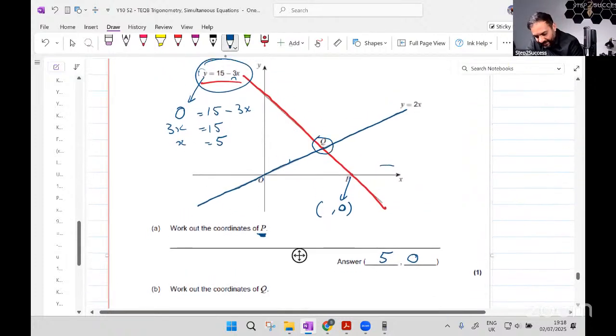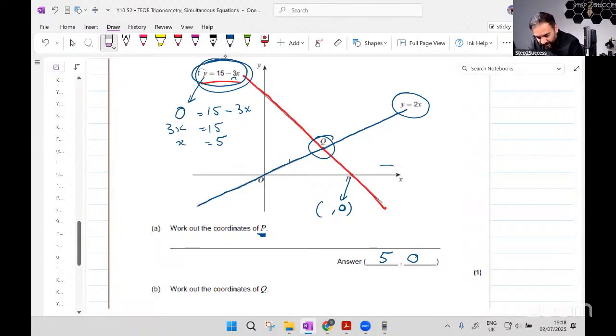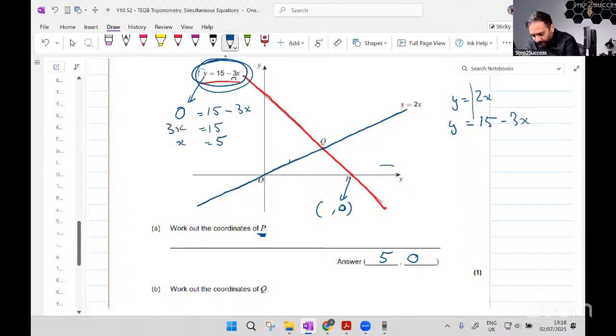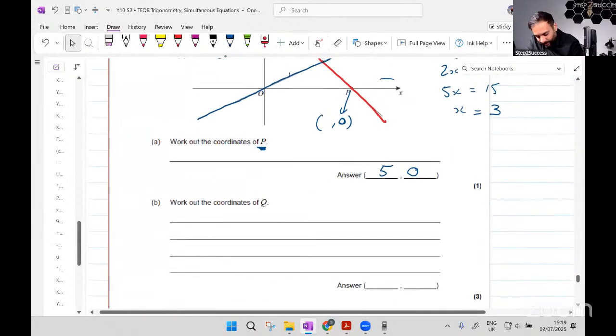Point Q is where this line and this line meet each other. It's where they touch each other. When you have two equations, y equals 2x and y equals 15 minus 3x, and you want to know where they meet, you just make these bits equal to each other. Because it's y equals and y equals, you can say 2x equals 15 minus 3x. Then you rearrange to get x. I add the 3x over to get 5x equals 15, and divide 15 by 5 to get x equals 3. That becomes my x coordinate.